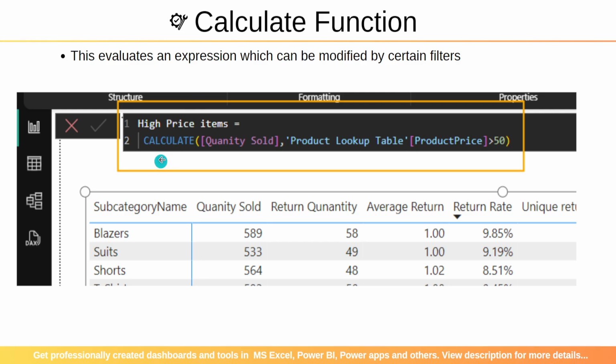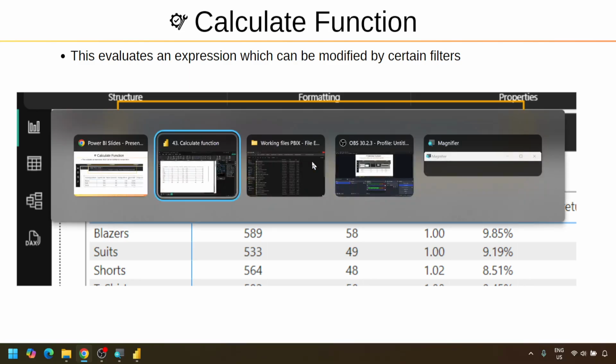For example, if we want to calculate the total quantity sold in any column, then we can filter that total quantity sold based upon product price, where the price is more than 50. So if the product price is more than 50, then only the product quantity sold would be added. So this is a conditional CALCULATE methodology, which is like SUMIFS or AVERAGEIFS in Excel. So let's go into the live environment in Power BI and understand this more deeply.